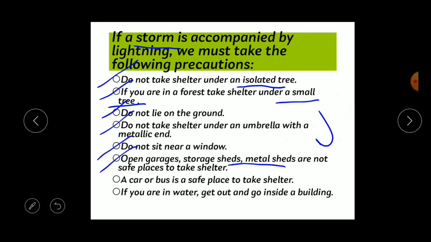Okay, so a car or a bus is a safe place to take shelter. The next point is, if you are in water, get out and go inside a building. Suppose you are in a swimming pool at the time of a thunderstorm, get out of the water as soon as possible and go inside a building. These are all the precautions you can take at the time of storms. Understood, children? Okay, now let's move to the next topic.